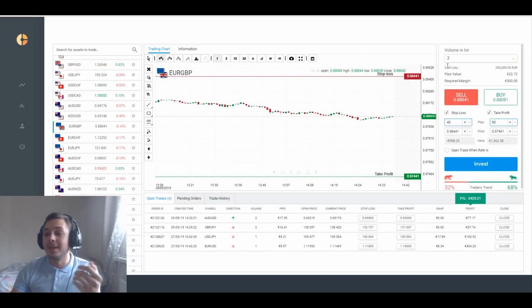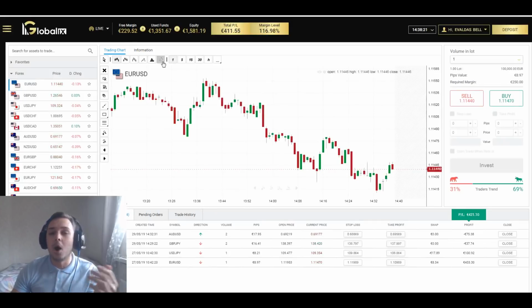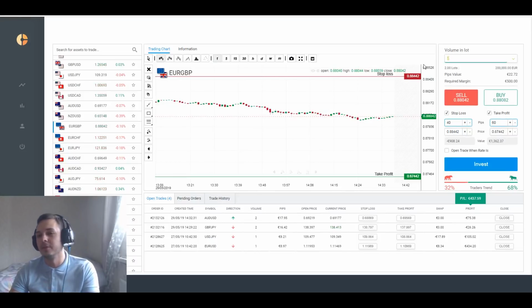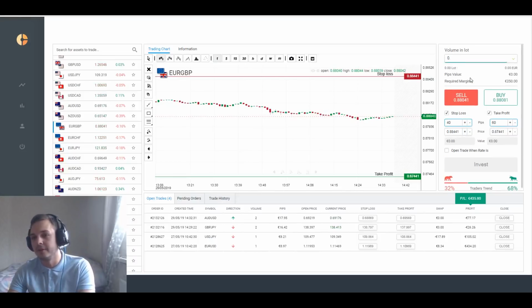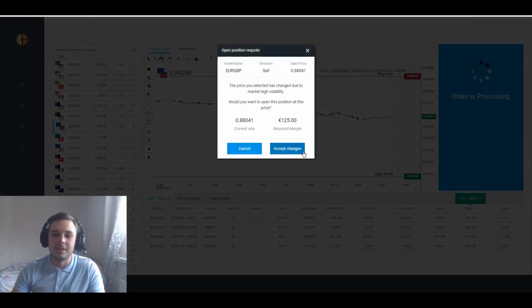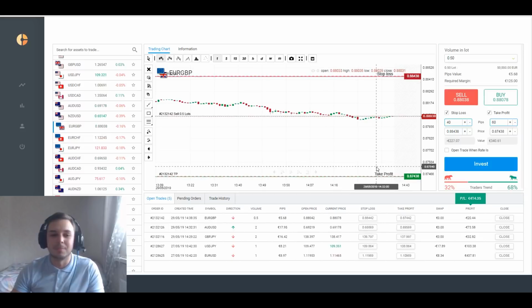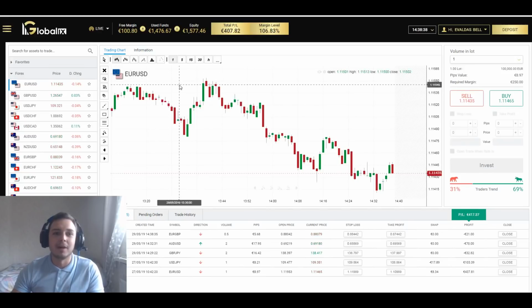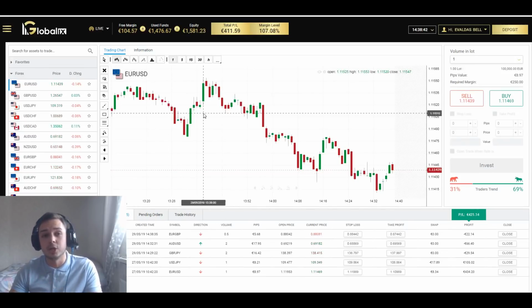So what happened is, if we look over here, our margin level is very low at the moment, because obviously we're trading big lot size trades, so even our leverage is not helping. So I have to trade a little bit smaller. Let's go with 0.50 this time and click trade, order processing, accept changes. There we go, we placed this trade, and at the moment we have €100 margin, so it's not very good.